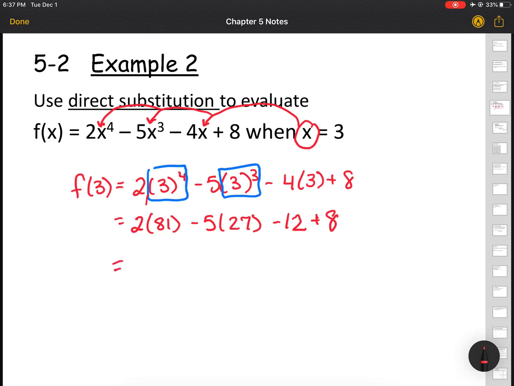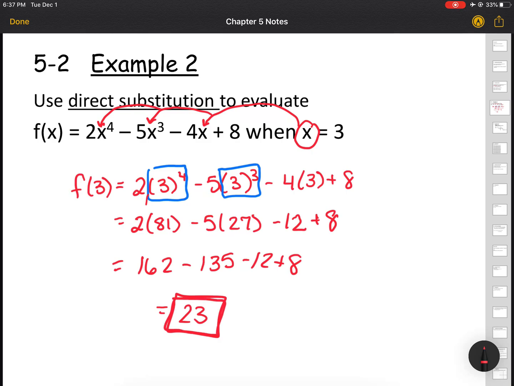And now I can just simplify there. 2 times 81 is 162, minus 5 times 27, which is 135, minus 12, plus 8. And you can straight up plug that in the calculator and you'll get back 23. So we directly plugged in 3 to every x we saw in that polynomial function and got back 23.